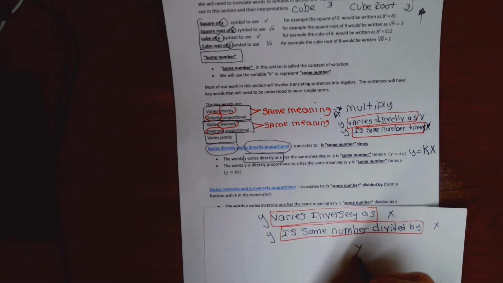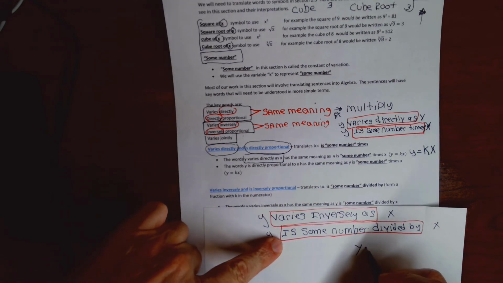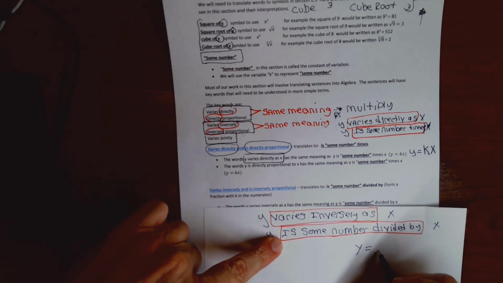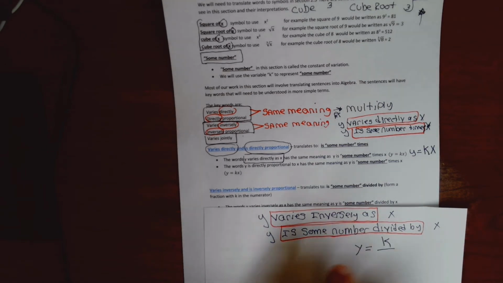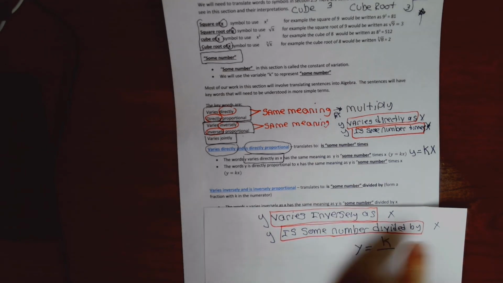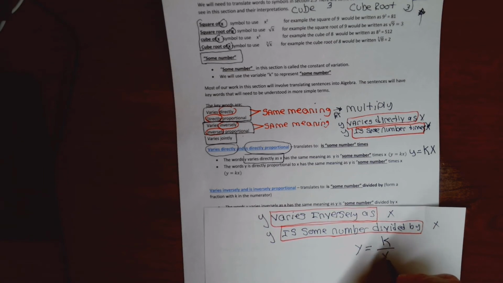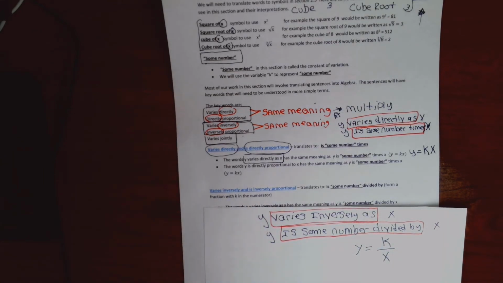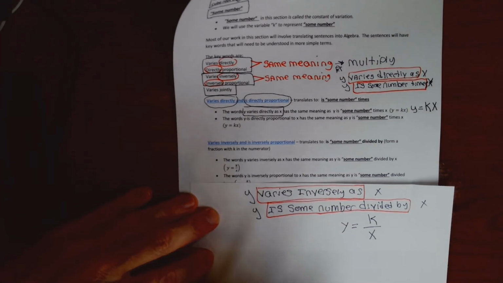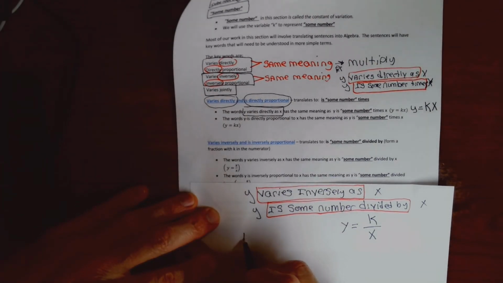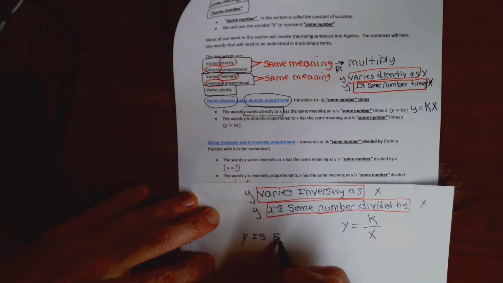And when I do these, the letter y is going to stay y, the "is" is going to be an equal symbol, and then for the "divided by," I'm going to form a fraction as opposed to use a division symbol. The some number, I'm going to make a k, and I'm going to divide by x. The next level down, you might see these words. Y is inversely proportional to x.